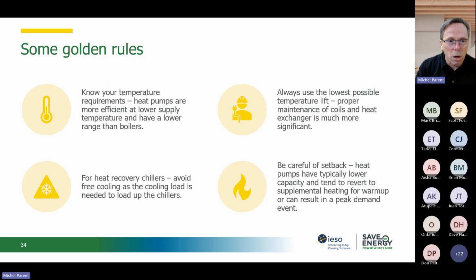The way it's done around here is very often the setback is modulated with the outside air temperature when you have a heat pump. As it gets colder, the setback is not as deep, to allow the heat pump to recover without having to go to the supplemental heating.